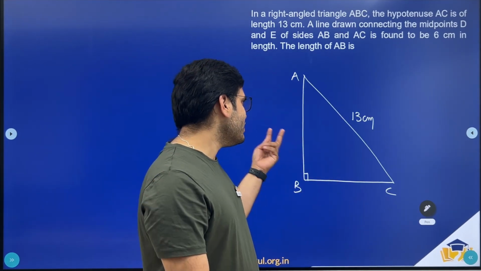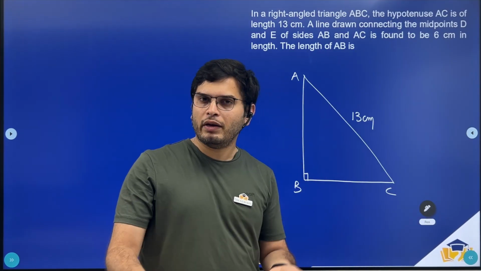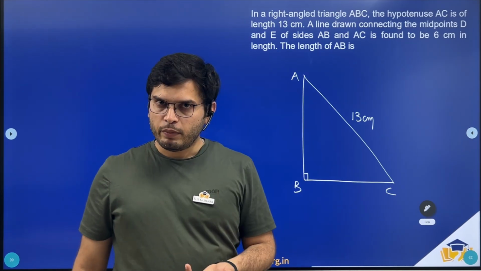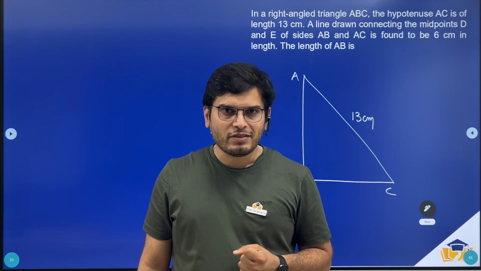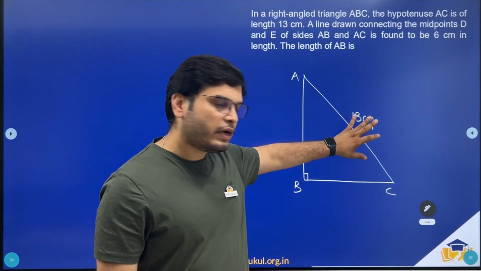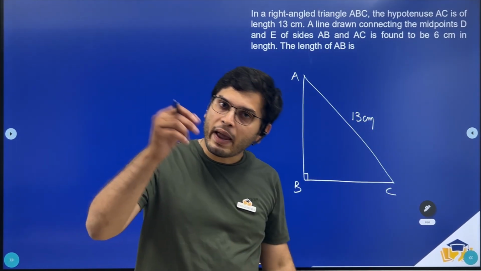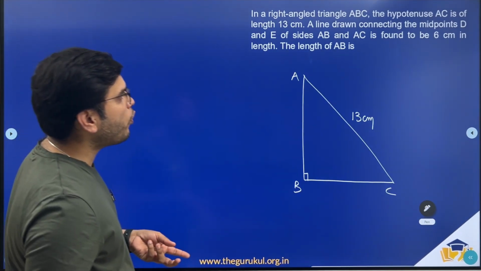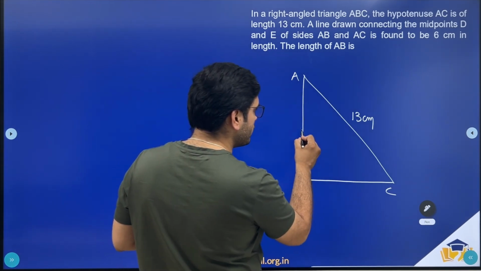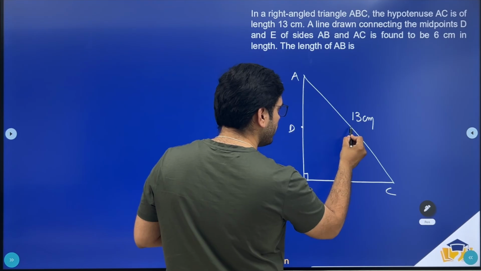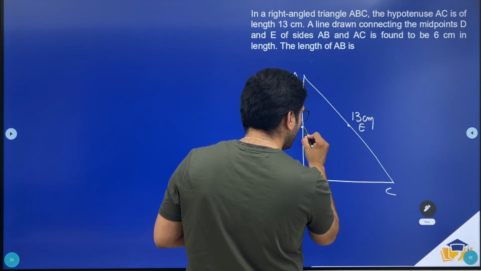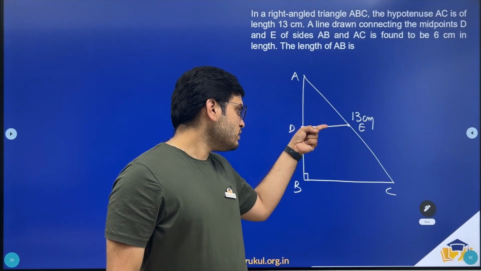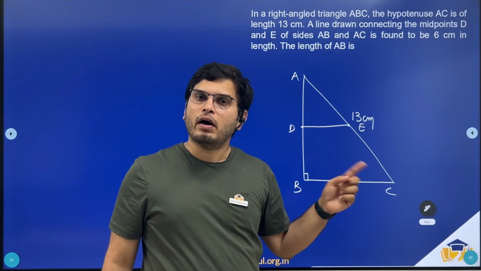No. Right. So this can be 13 by root 2 and this can be 13 by root 2 in case it's an isosceles triangle. Right. So to use Pythagoras triplets, you should be given at least 2 sides of a right angle triangle. Right. So with one side, I cannot determine that the other 2 sides will mandatorily be 5 and 12. No, right? Then what? A line drawn connecting the midpoints D and E of sides AB and AC. So this is D, this is E. Now, if I connect the midpoints of these two sides, I know that this is parallel to the third side and also half of it, right?